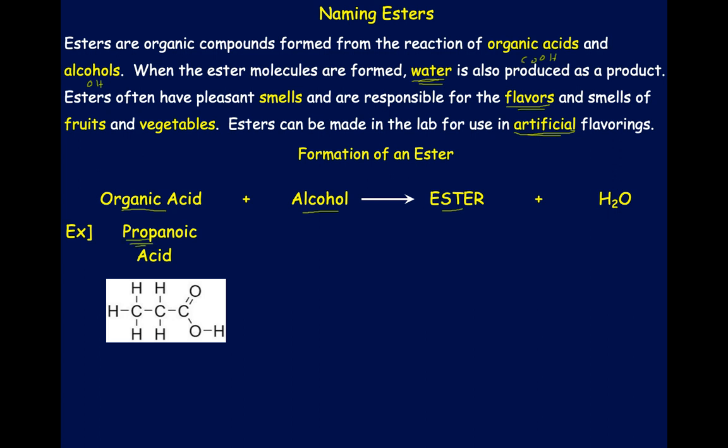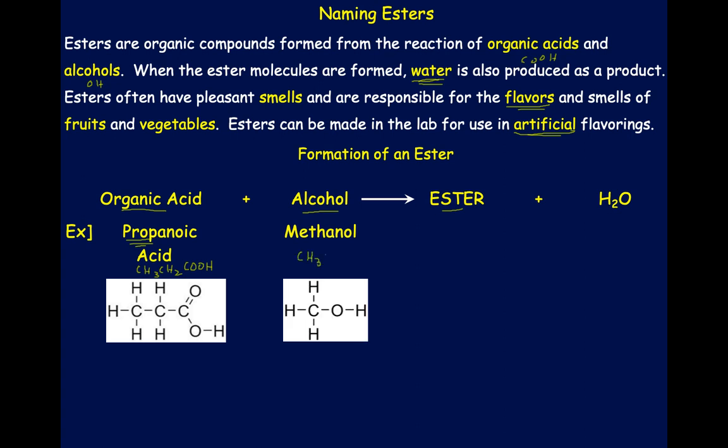Prop is going to have 3 carbons, and then it's going to have your COOH at the end. So you'll have CH3, CH2, and the COOH at the end. And then I'm going to choose methanol. Methanol will have a CH3OH, so it would have 1 carbon, meth, and an OH group at the end.